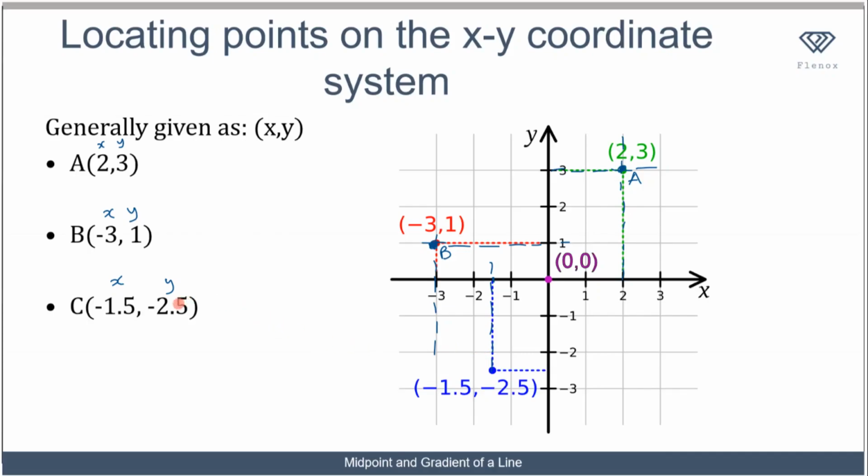And I'm told that my y value is minus 2.5. So minus 2.5 lies between minus 2 and minus 3, so that lies somewhere here. So I draw a horizontal line. The point of intersection, which is this point, is the point of coordinate minus 1.5, minus 2.5. So this point here indicates point C.